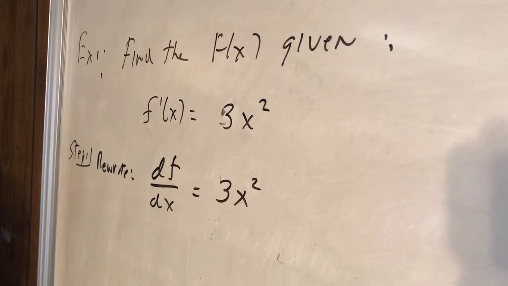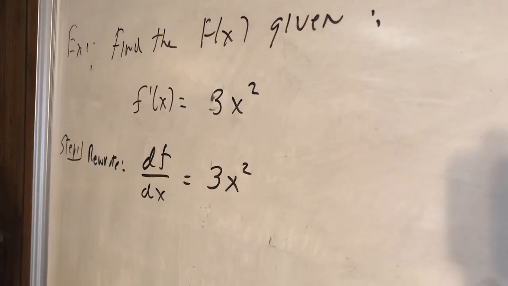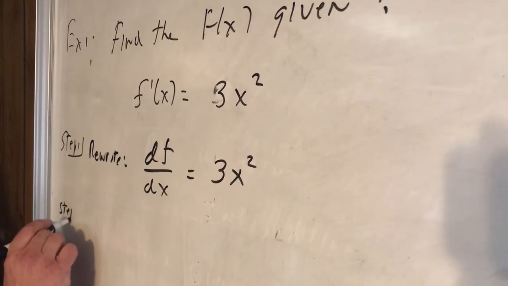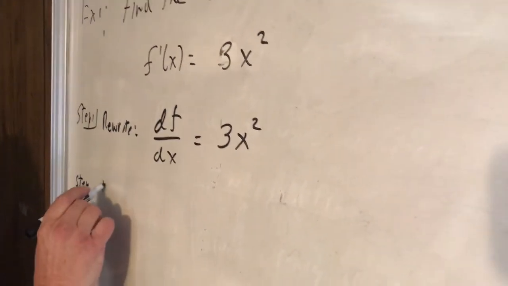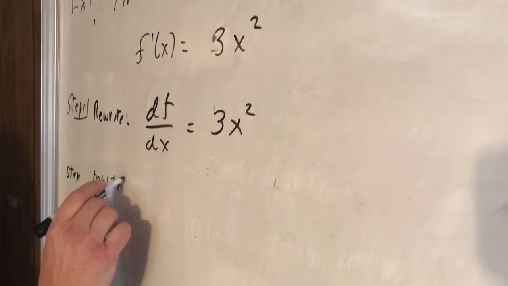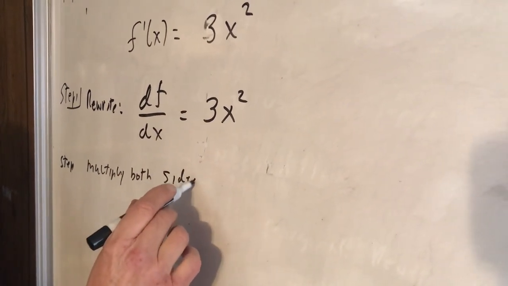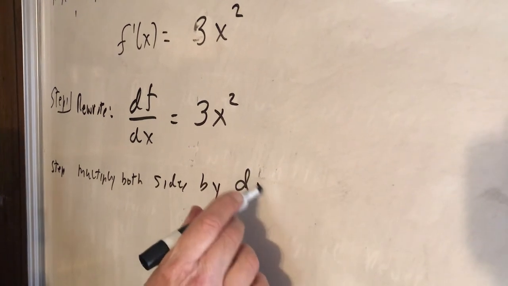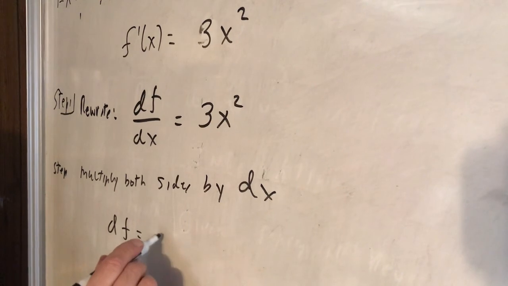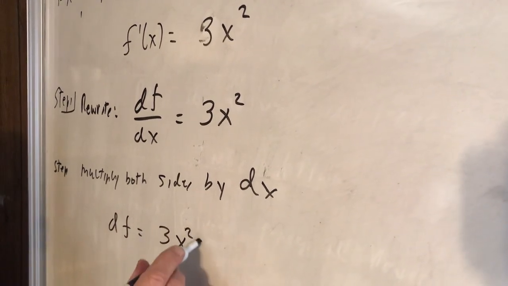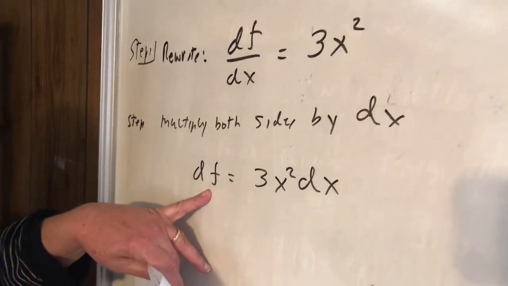In other words, we're not using a shorthand, we're using what we're actually doing. Step two, multiply both sides of the equation by dx. So I get here df equals 3x squared dx. So what I want to find is f.